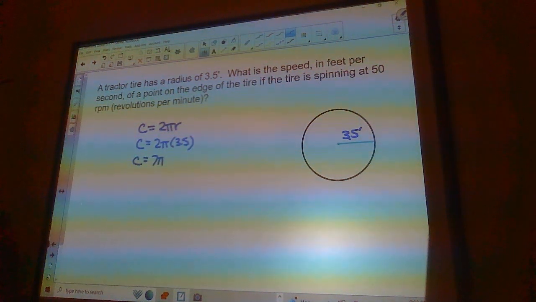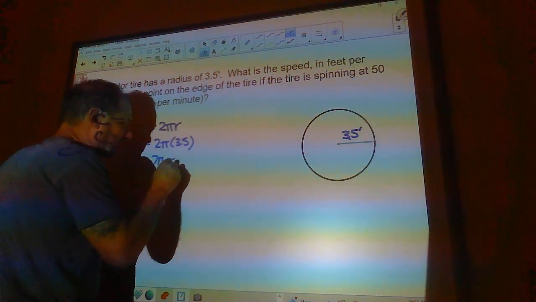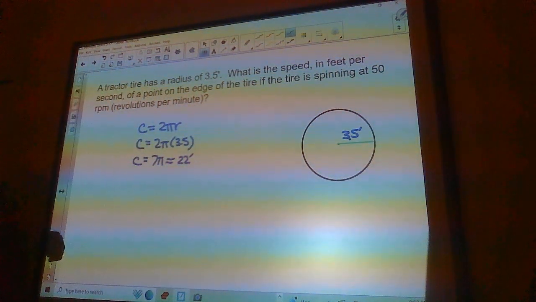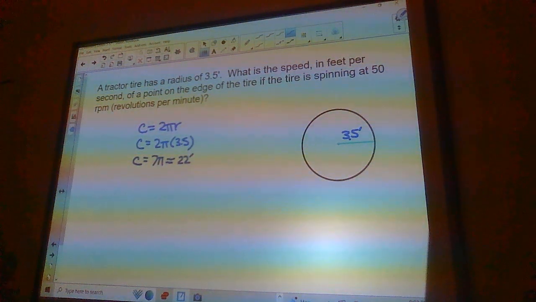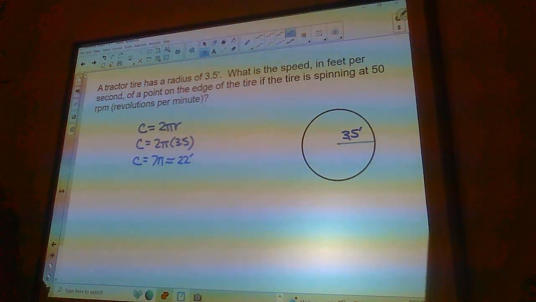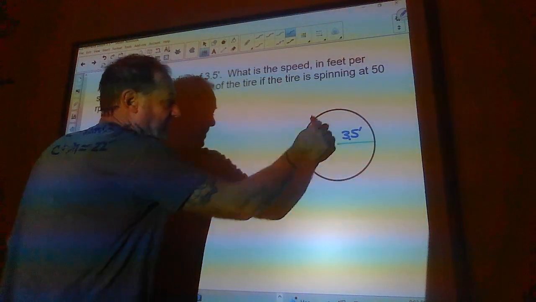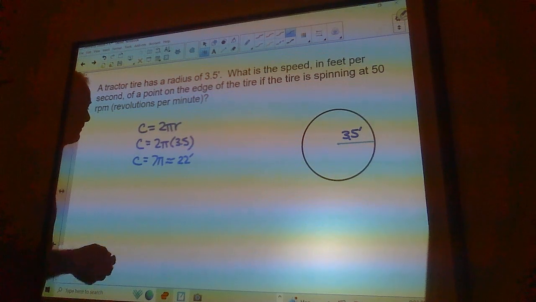Okay, and we want to work that out. So 7 pi is going to be like 22. It's almost exactly 22 feet. We're going to go ahead and round it to 22 feet. Okay. Now, if the tire is spinning at 50 revolutions per minute, okay, so in 1 minute, this is going to go 50 times. Now, this tire is going to rotate 22 feet every time it goes around once.